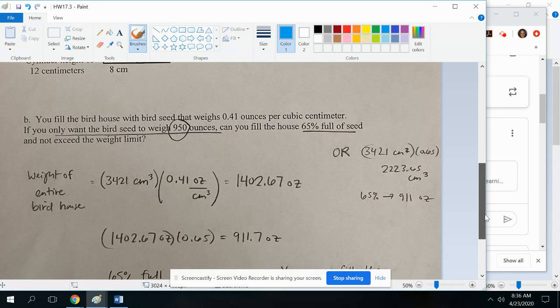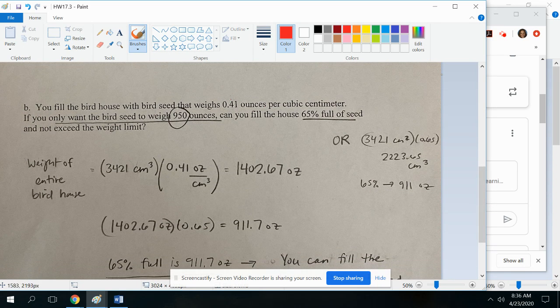You are filling the birdhouse with bird seed that weighs 0.41 ounces per cubic centimeter. So there's a rate. We've been working on those. I would write that out as 0.41 ounces per cubic centimeter. Put your little fraction in there, or you can write it 0.41. And then oz is just the abbreviation for ounces. You can write out ounces if you want. Some students like to put per 1 centimeter cubed, whatever makes more sense to you. If you only want the bird seed to weigh 950 ounces, can you fill it 65% full and not exceed this weight limit? Let's take it one step at a time.